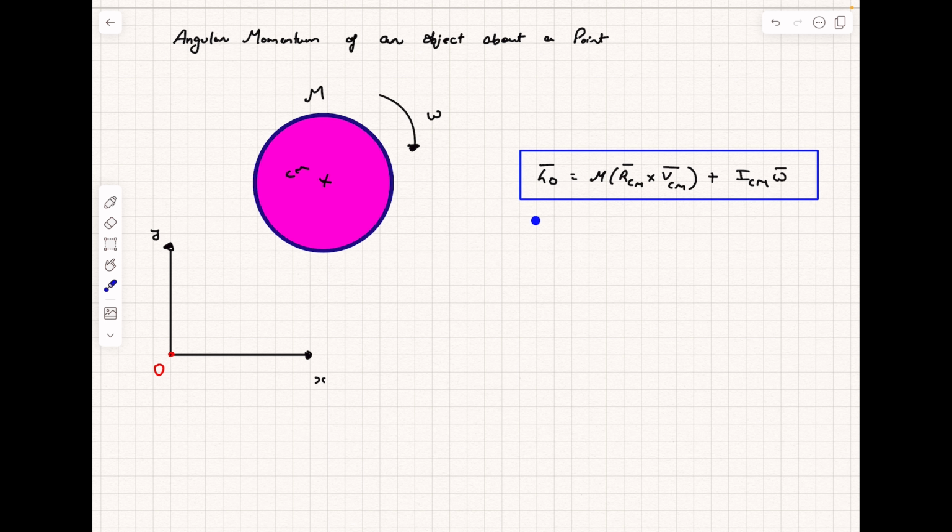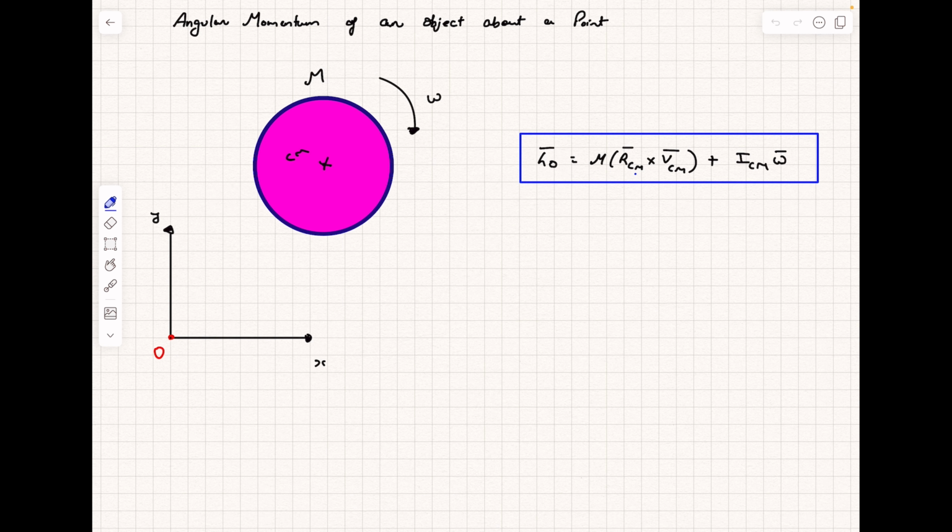So this is the result that we are going to be using in this particular video. In loose words, you could say L CM is basically the angular momentum considering the object as a point mass placed at the center of mass. So we can say this first term is the angular momentum of the center of mass. Let's call the object with some name A. The second term, you could say, is the angular momentum of A relative to the center of mass. So now let's pick up one of the problems.